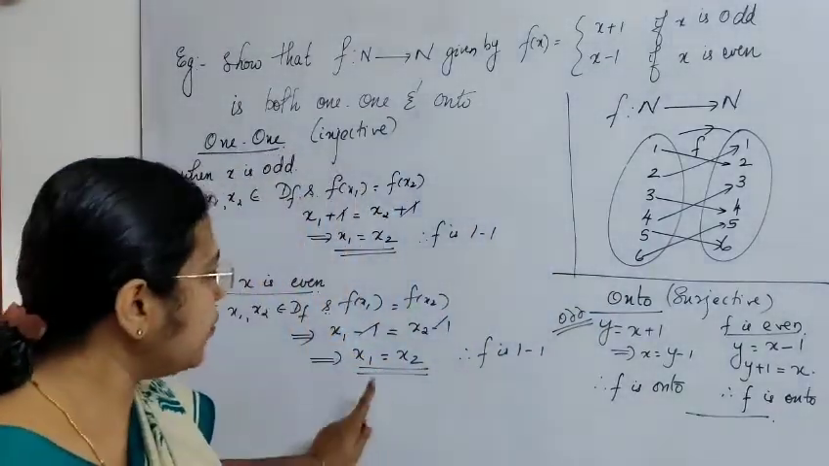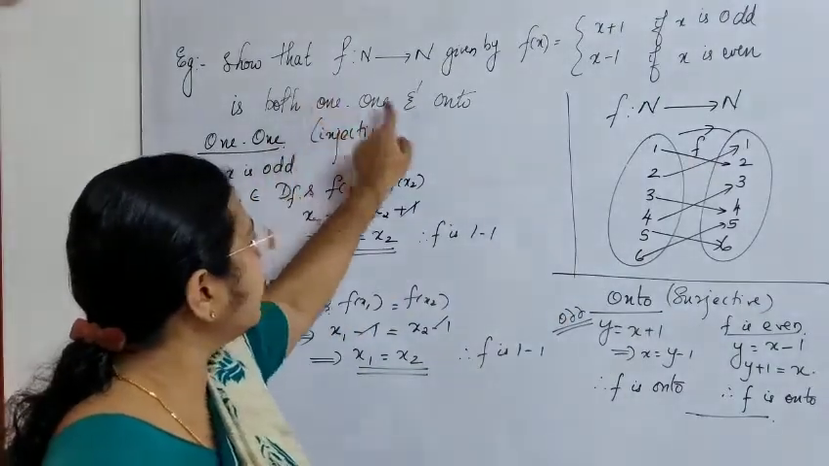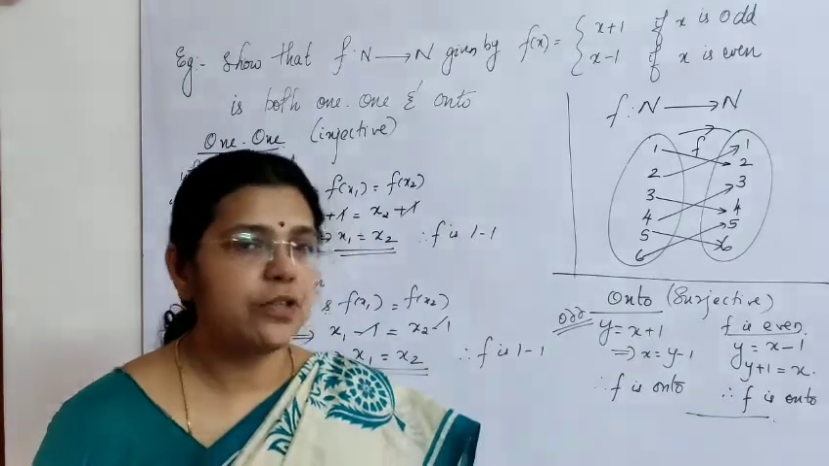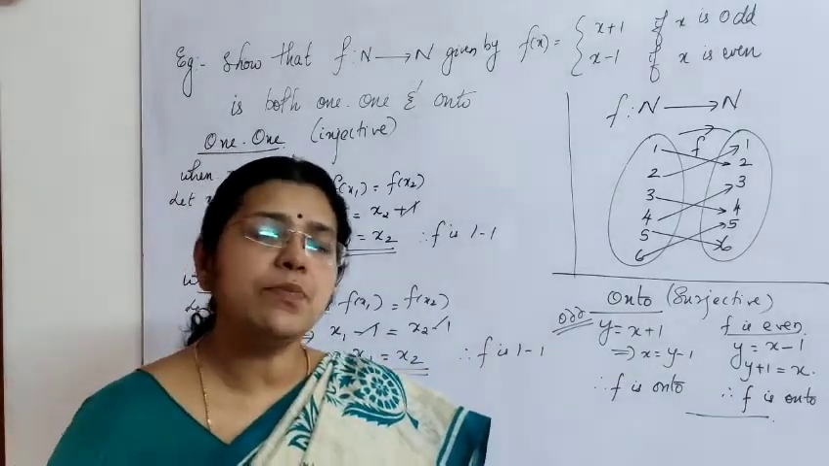And when f is both one-one and onto, I conclude that this function is both one-one and onto. It is not given in the question. We call this function a bijective function. So, how do we prove that it is one-one?